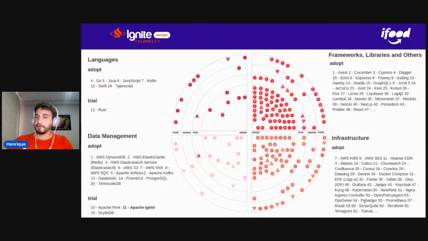This is our tech radar. This is an assessment that we do inside the company to keep track of all the technologies we are using as default for applying on solutions inside the company. Today, Apache Ignite is on trial, and this presentation is part of the work to make this technology more generally adopted in the company.